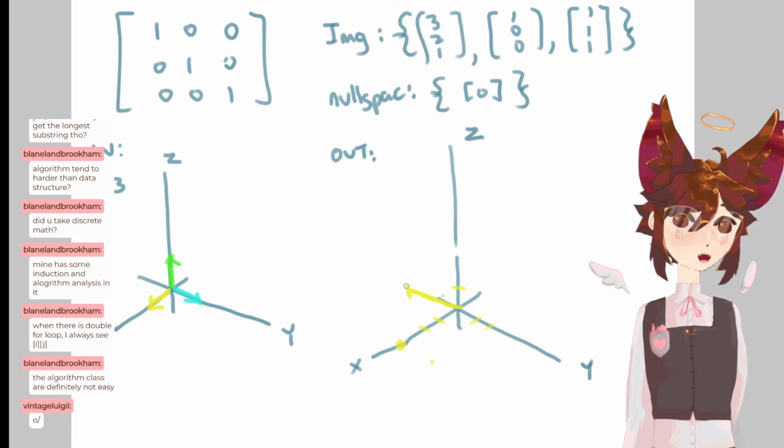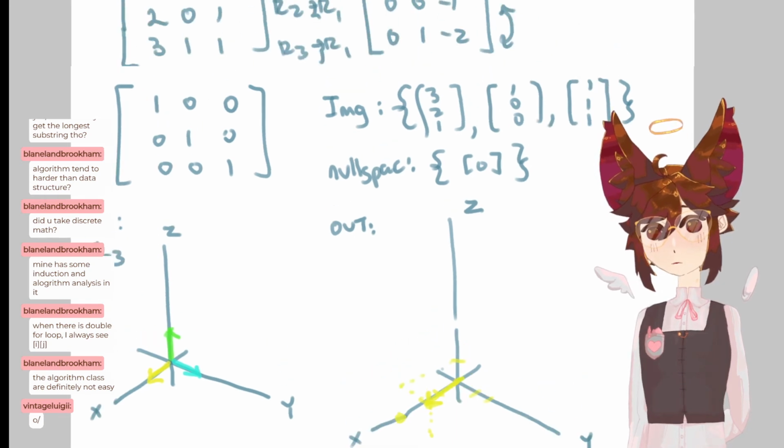Something like that, I guess? No, like down a little more. Like that. Something like that.